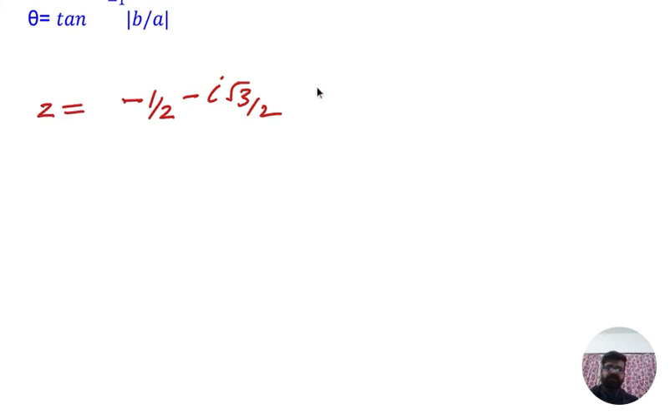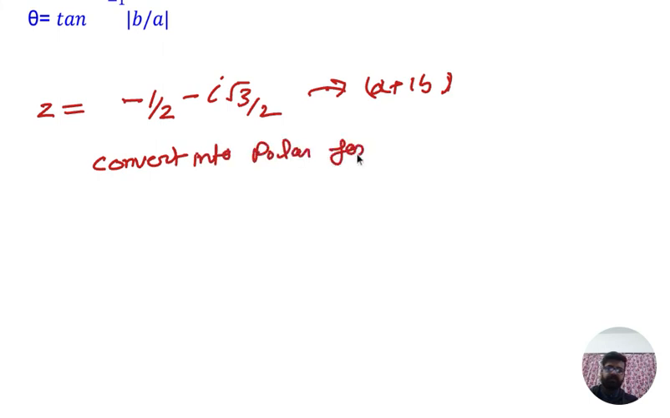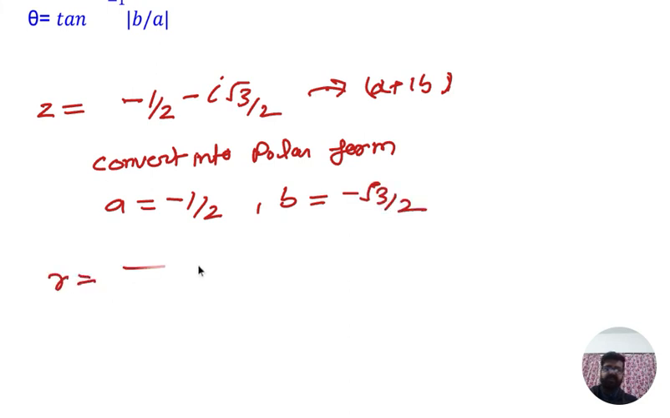So this is in a plus ib form. Now we have to convert it into polar form. First we will write what is a. a is minus 1 by 2, and what is b? b is minus root 3 by 2. So can I find r? Yes, I can find r, and that is the square root of a square plus b square.